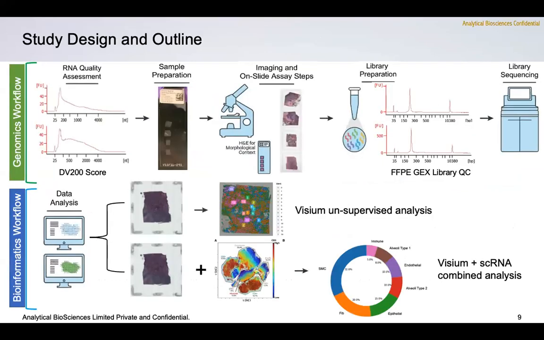In our study design, we had 2 samples from human breast cancer. And after assessing the RNA and slide preparation, we moved forward into the FFPE gene expression assay and provided libraries, and those were sent out for sequencing. Today, I'll be talking about the bioinformatic analysis of those VZM spatial data.